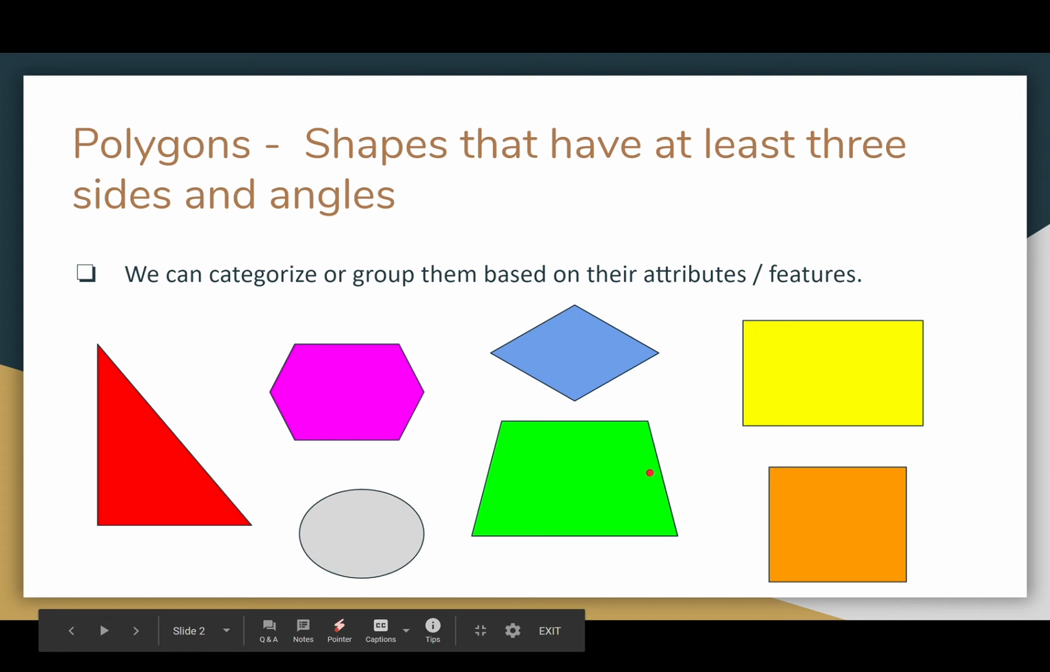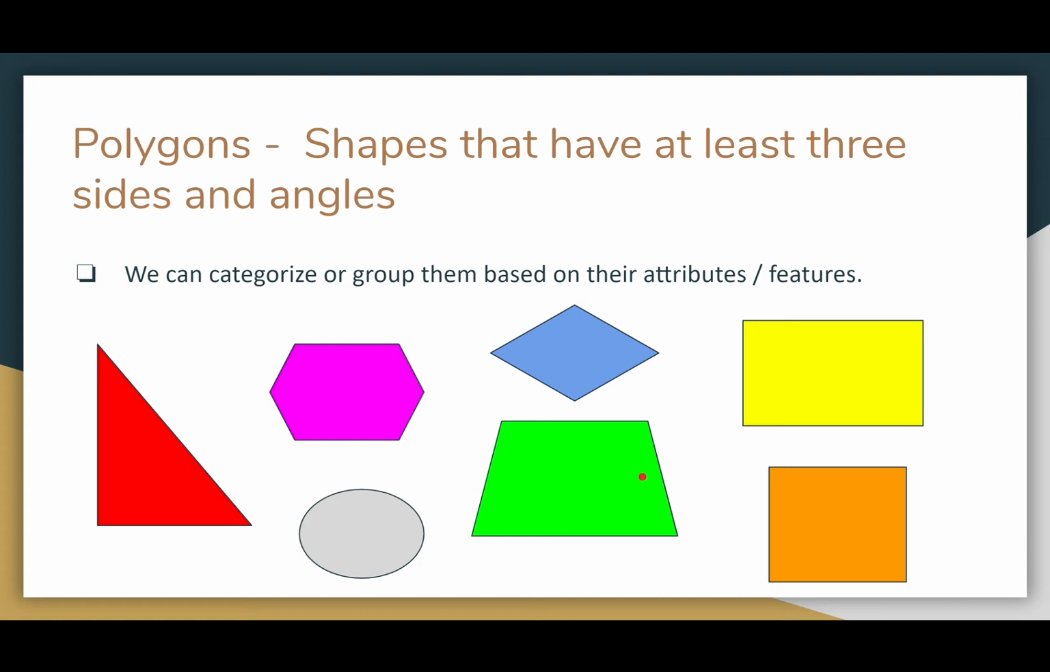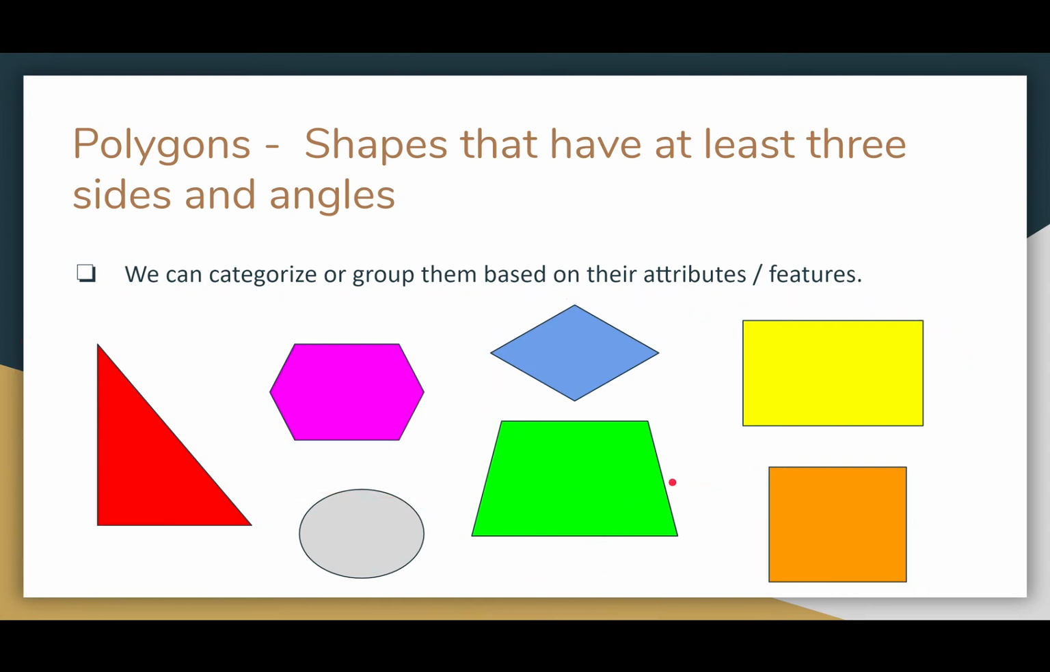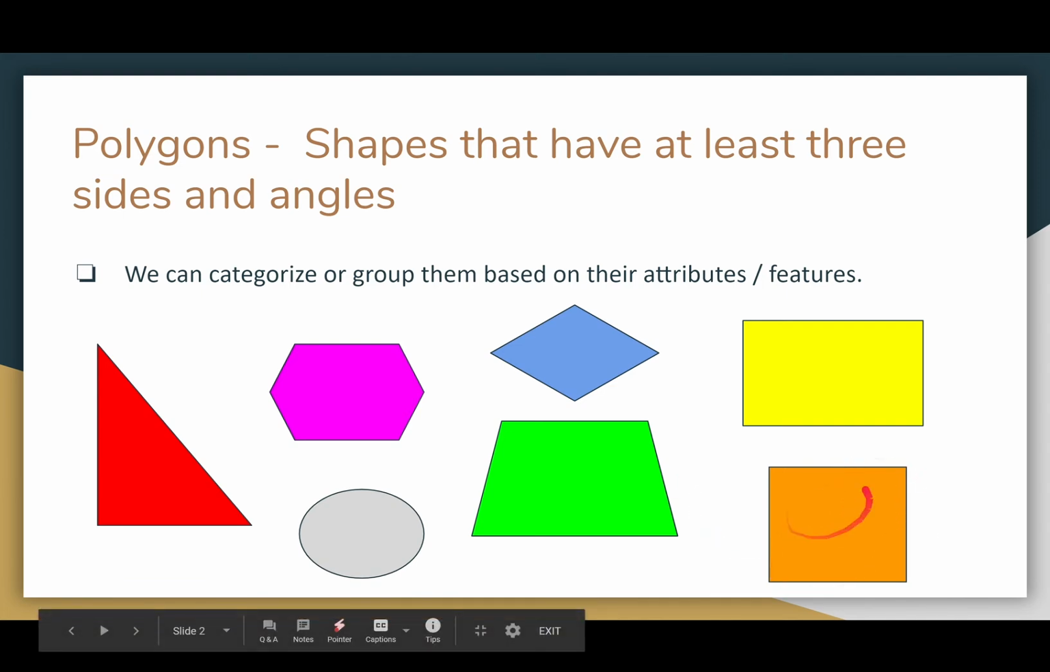We can categorize these polygons. Let's say I want you to categorize polygons that have 4 sides. Looking at these pictures, not including our circle, can we think about shapes that have 4 sides? Yeah, of course we can. We can look at the square, we can look at the rectangle, we can look at the diamond, and we can look at the trapezoid. Those all have 4 sides, so if we were to group them, we can group those all together. They'd be under one group of 4-sided shapes.